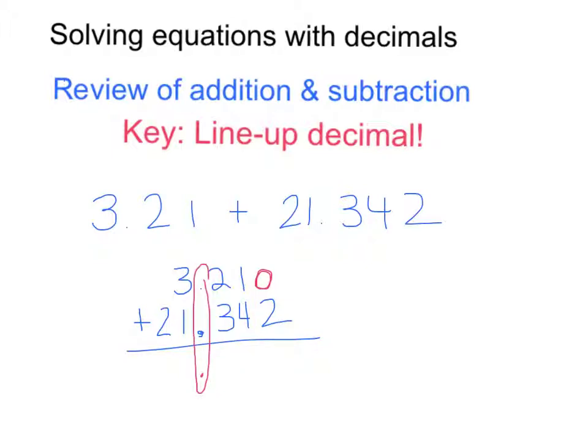And then we just add normally. 0 plus 2 is 2, 1 plus 4 is 5, 2 plus 3 is 5, 3 plus 1 is 4, and 2 plus 0 up here would give me 2. So my answer here would be 24.552. 24 and 552 thousandths. So once again, the key part here for addition and subtraction is to line up the decimals. For subtraction, let's look at an example.